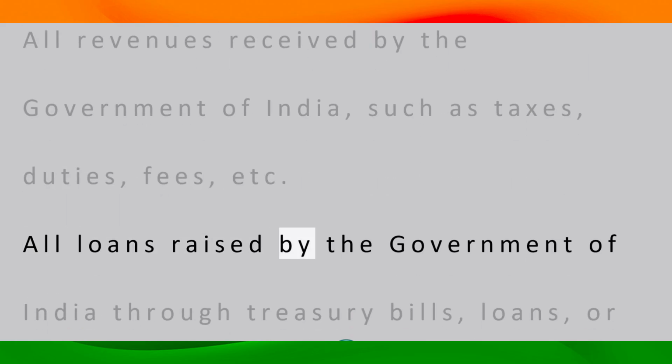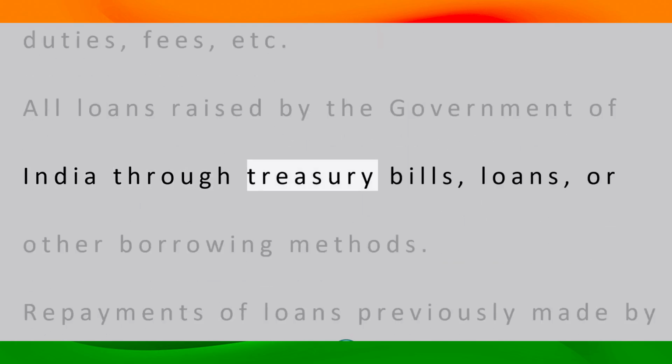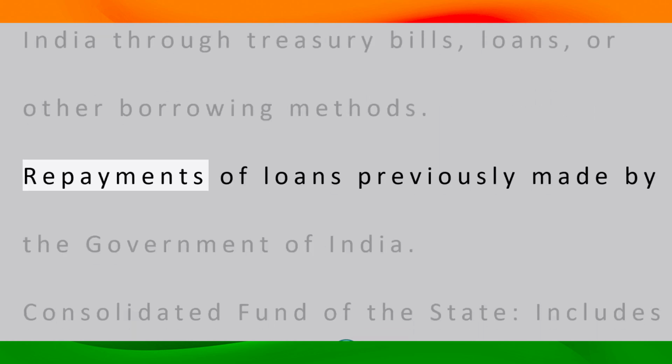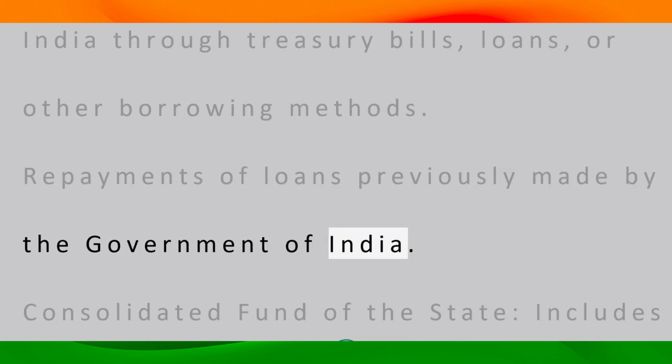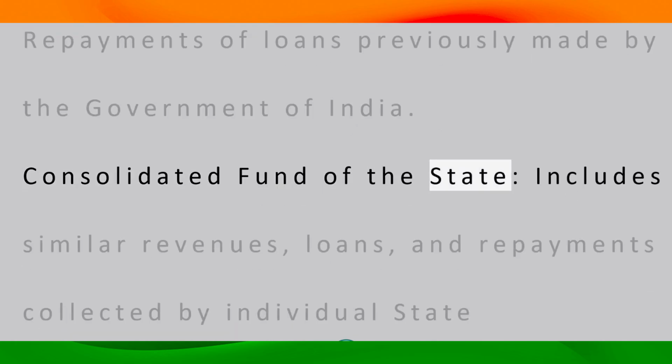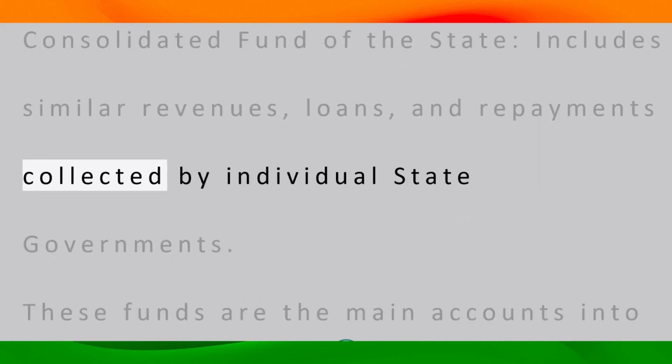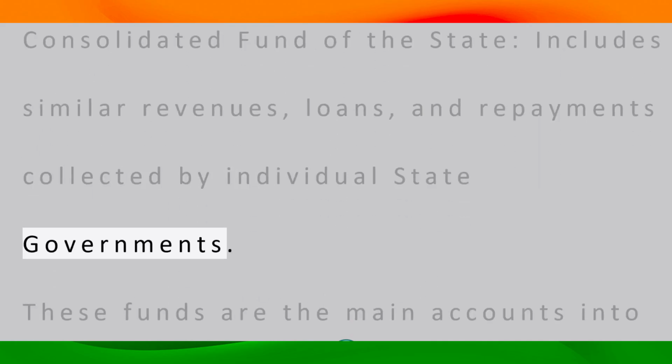All loans raised by the Government of India through treasury bills, loans, or other borrowing methods. Repayments of loans previously made by the Government of India. The Consolidated Fund of the State includes similar revenues, loans, and repayments collected by individual state governments.